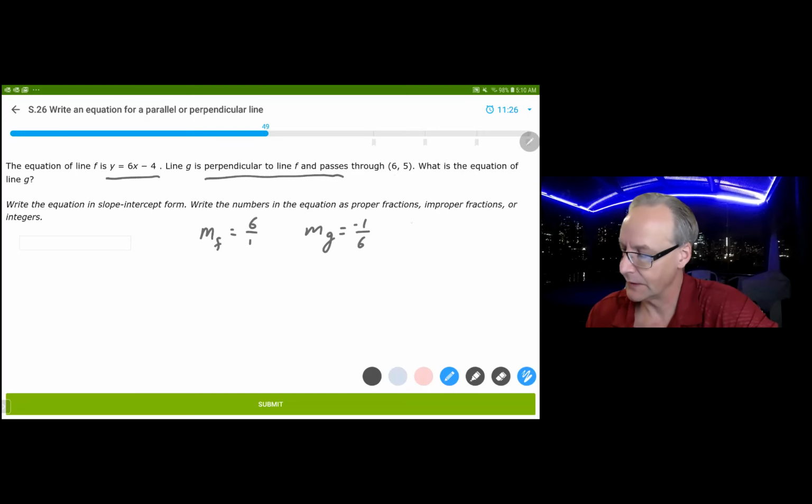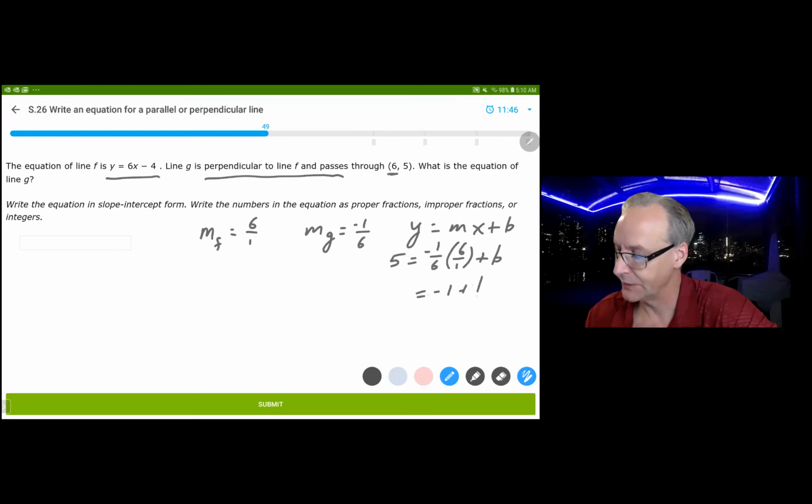And I'm going to go ahead and write it all out. Y equals mx plus b. And I'm going to put the y in, which is 5. And the m is -1/6. And now you're going to see why I like that 6. The 6s do cancel out, or you can multiply them and then divide. I get -1 plus b equals 5. And I'm going to add 1 to both sides, and b equals 6.